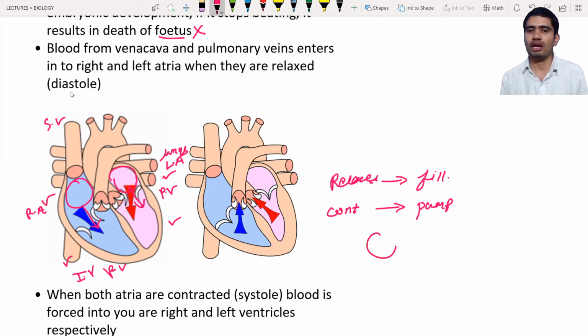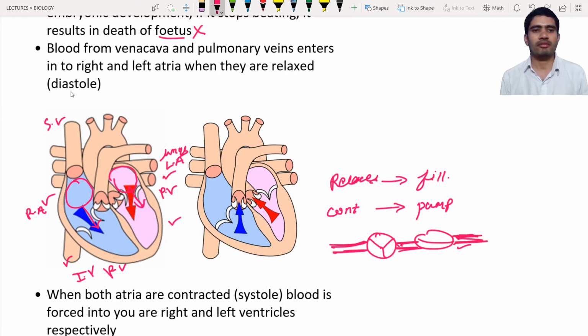The tricuspid valve looks in this way, and the bicuspid valve looks in this way. Tri means three flap-like structures can be seen in the tricuspid valve, and the bicuspid valve has two flap-like structures. Where are these valves present? They are present in the atrioventricular septum.